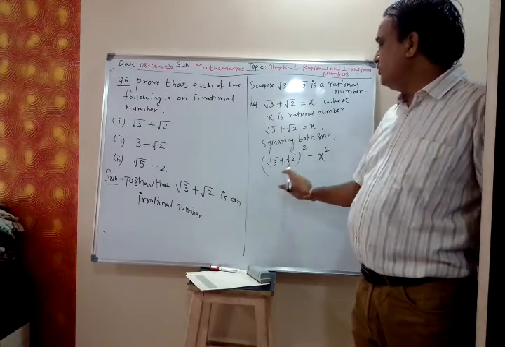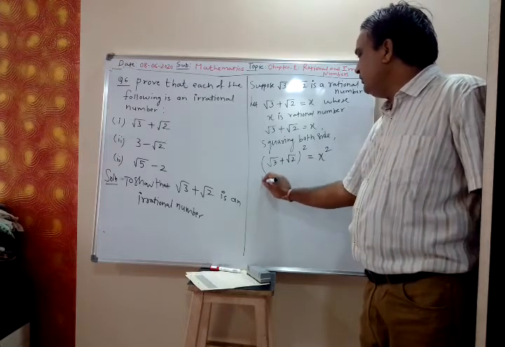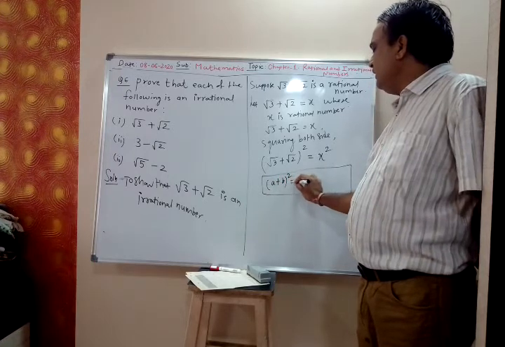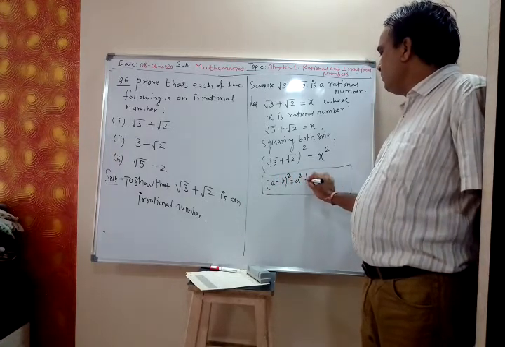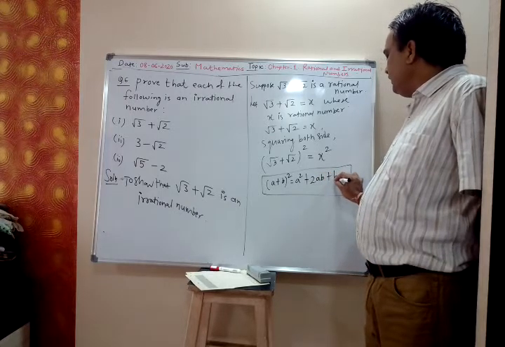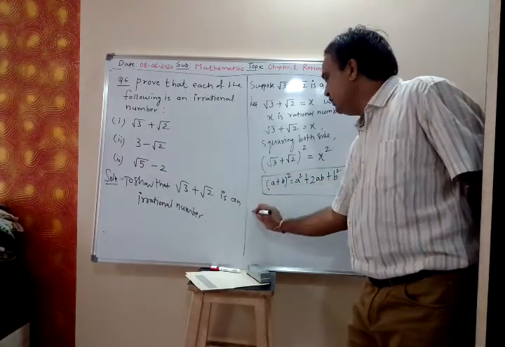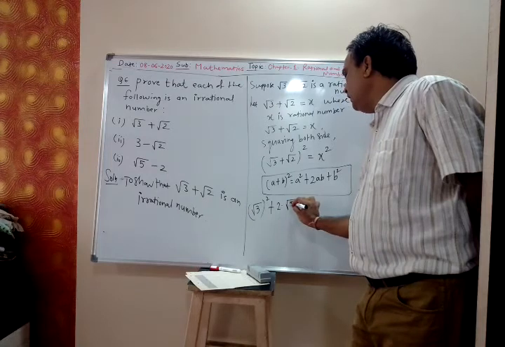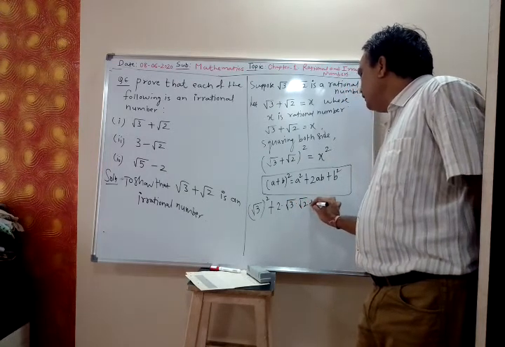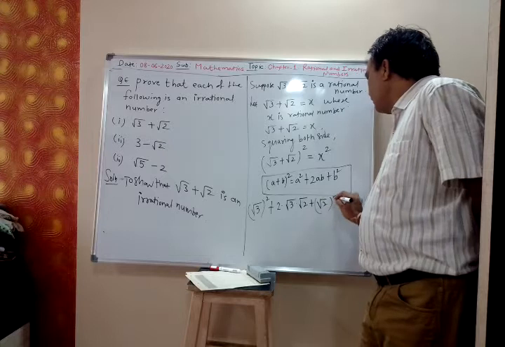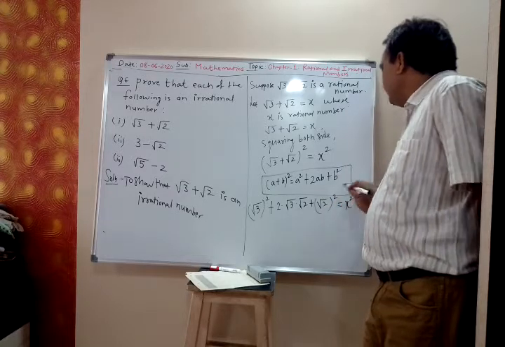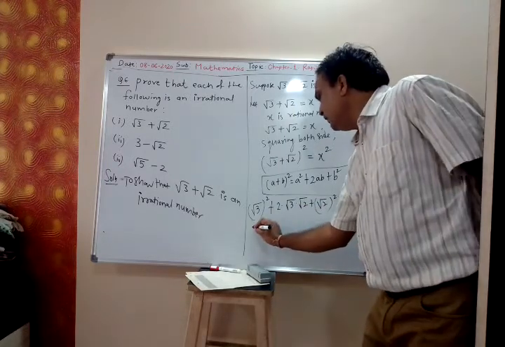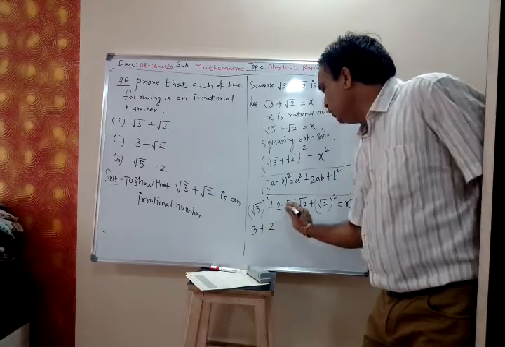Now use the a plus b whole square formula. What is the a plus b whole square formula we use? A plus b whole square is a square plus 2ab plus b square. Now the same thing we apply there. Root 3 square plus 2 into root 3 into root 2 plus root 2 square is equal to x square. Root 3 square, root 3 into root 3, is 3, plus 2 into root 3 into root 2.